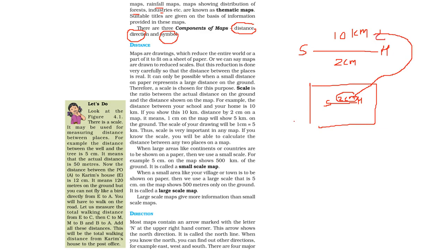So what is the scale? Scale is the ratio between the actual distance divided by the distance shown on the map. So this is actual distance and this is map distance. So actual distance is what? 10 km, and map distance is what? 2 cm. So this is the scale. This is the scale of your map. So it can be a large scale map, it can be a small scale map.